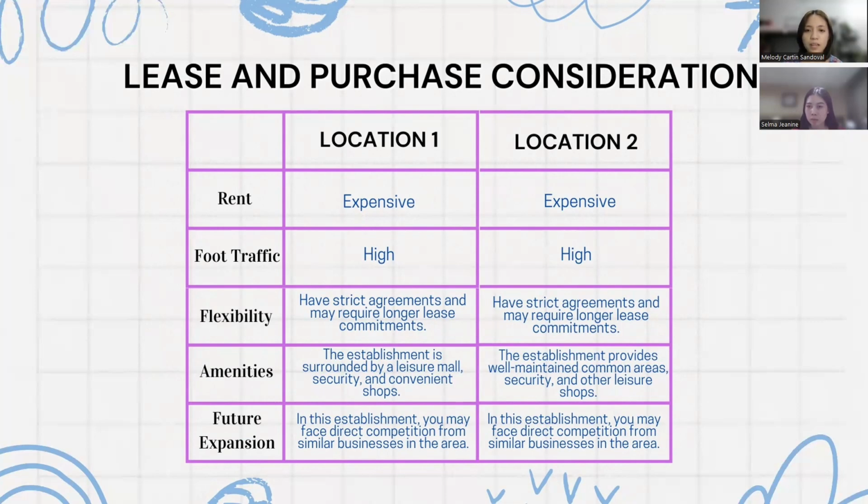For the amenities, for location 1, the establishment is surrounded by a leisure mall, security, and convenience shops. For location 2, the establishment provides well-maintained common areas, security, and other shops that the customers can also enjoy going to. For the future expansion, the first location may face direct competition from similar businesses in the area. The second location also faces direct competition from similar businesses in the area.